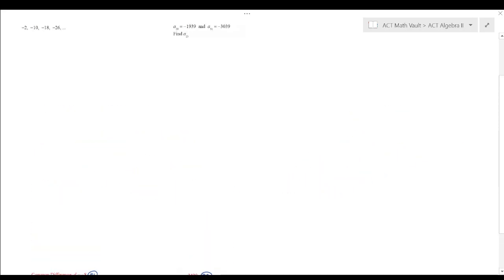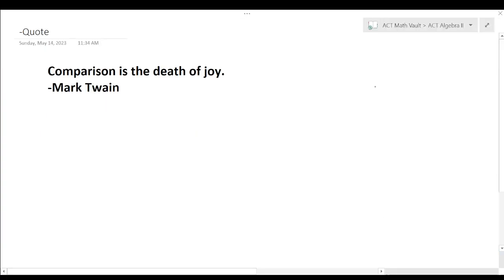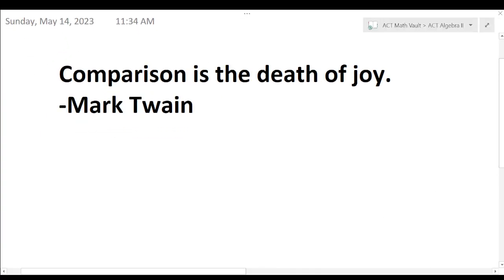Okay, so a quote to keep you going: comparison is the death of joy. Man, that is really true. If you are having a bad day, you should probably ask yourself, am I just comparing myself to the expectation of what I see in somebody else? Everybody's got their correct path. We all have strengths and weaknesses. And it's really hard to compare our weaknesses to someone else's strengths, which is a great thing to remember as you prepare for the ACT.